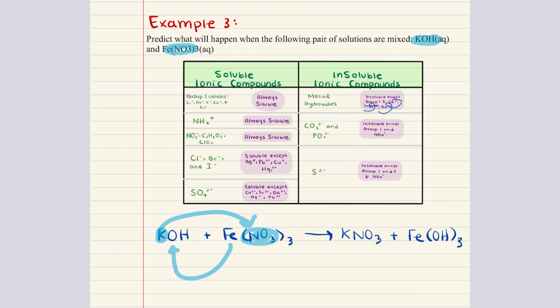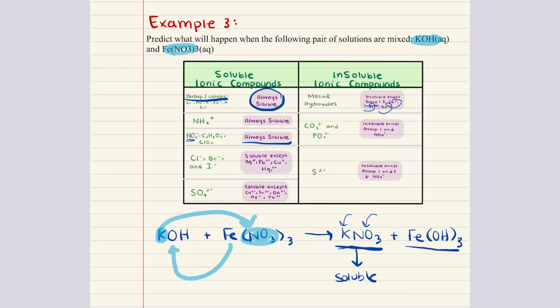The next part of this problem that we need to do is figure out if these products are soluble or insoluble. If something is insoluble, then it is going to precipitate out. So let's look at potassium nitrate first. Potassium is a group 1 cation. Group 1 cations are always soluble. Also, if we look at nitrate, nitrate is also always soluble. So potassium nitrate is soluble, it will not precipitate out.